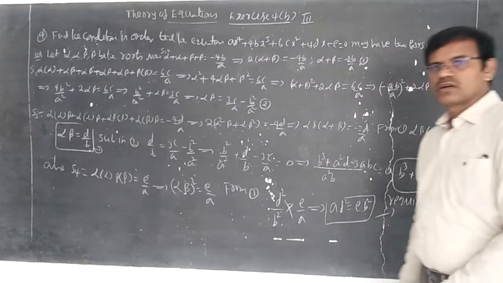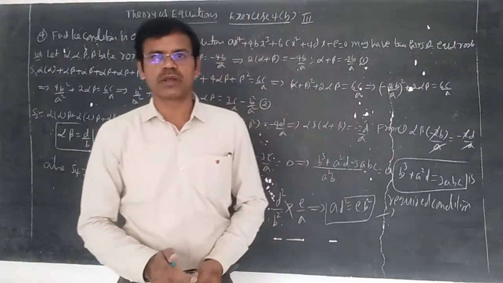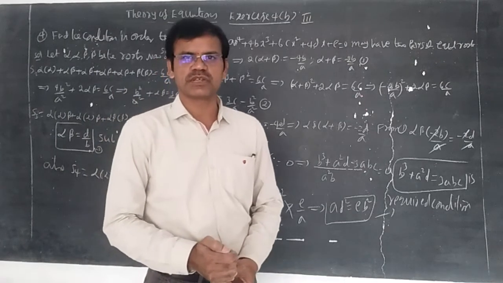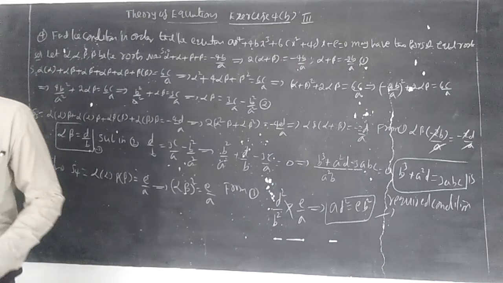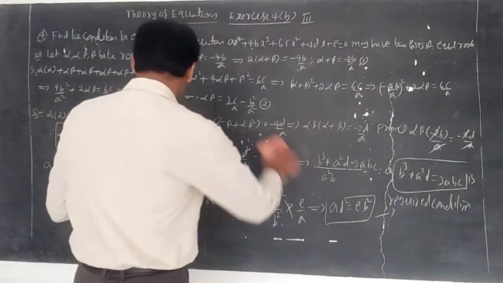So if this question is given in the objective, simply remember it as a formula, otherwise see the synopsis. Maybe in the synopsis this question might not be given. Okay, now let us discuss the fifth question. The fifth question is today's concept, that is multiple roots.